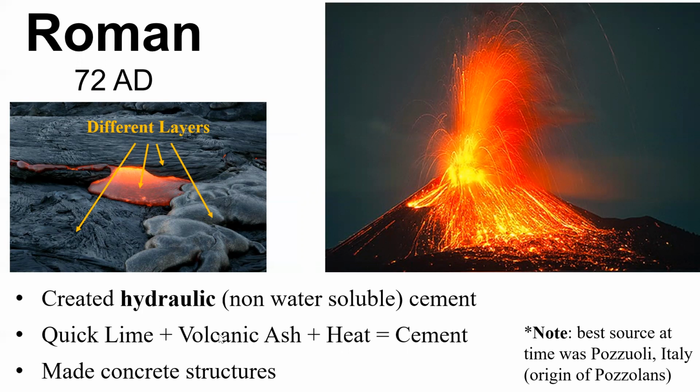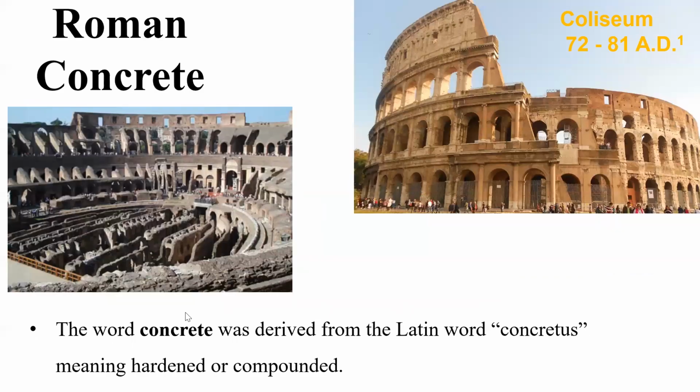So the Romans took this hydraulic cement and made all sorts of different concrete structures all over the world. And the word concrete is actually derived from the Latin root word concretus, meaning compounded or hardened, put together. And so they built a lot of different structures.